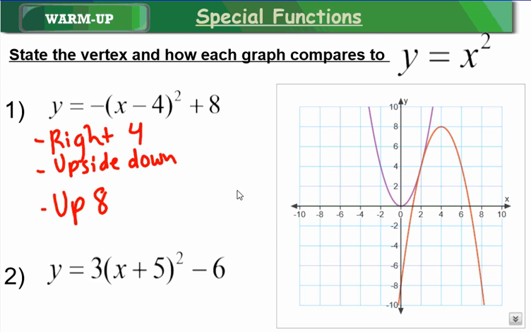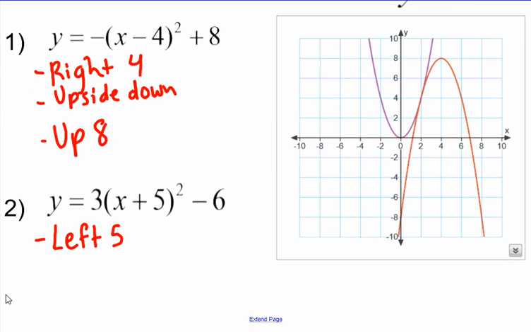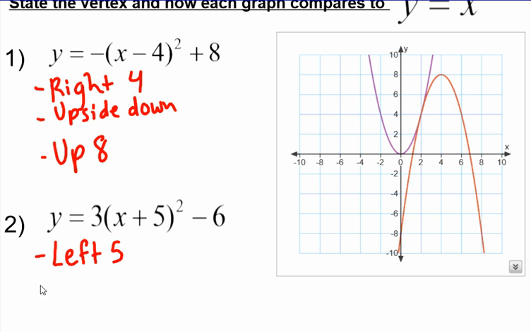So there's the first one. The second one, this plus 5 is past a negative 5, so that's going to move it actually left 5. Another way you could see it is what would x have to be in order for this thing to be 0? It would have to be a negative 5, so that's why it's got to go left 5. This one would have to be a positive 4 for x in order for it to be on the x-axis, so it would be a positive 4, right 4. So we go left 5, then this 3 is going to make it steeper. It doesn't flip it upside down because it's still positive, still opening up. And then this minus 6 is going to move the graph down 6.